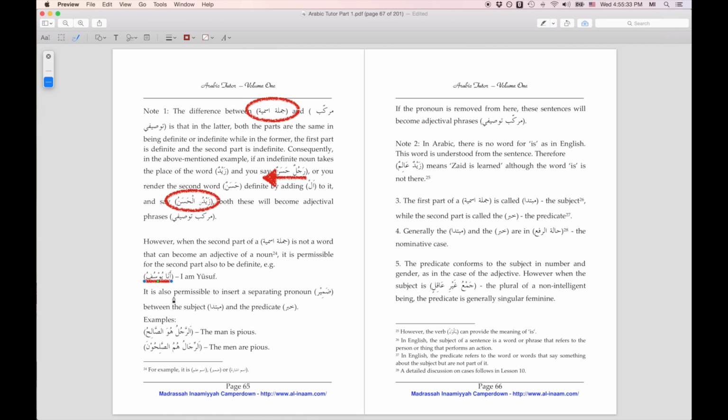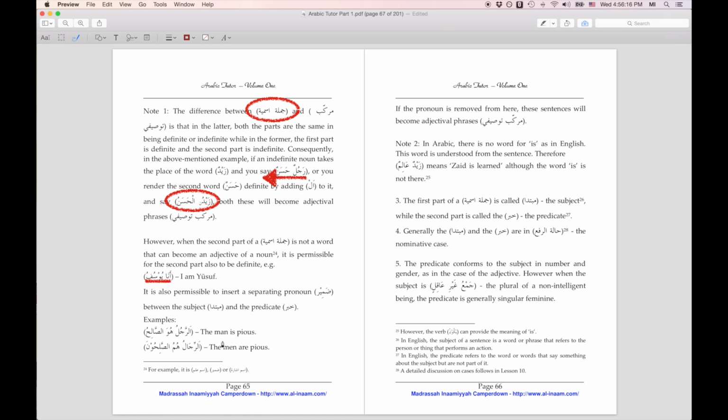It's permissible. Also it's permissible to insert a separating pronoun, a zamir, like huwa, hiya, things like that, between the mubtada and the khabar. Mubtada is basically, they should have put it on the first page, but again, the first part is called mubtada, the second part is called the predicate or the khabar.